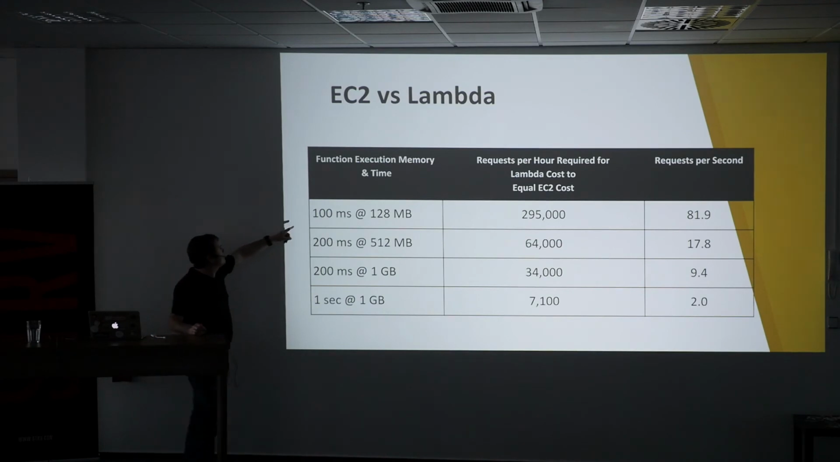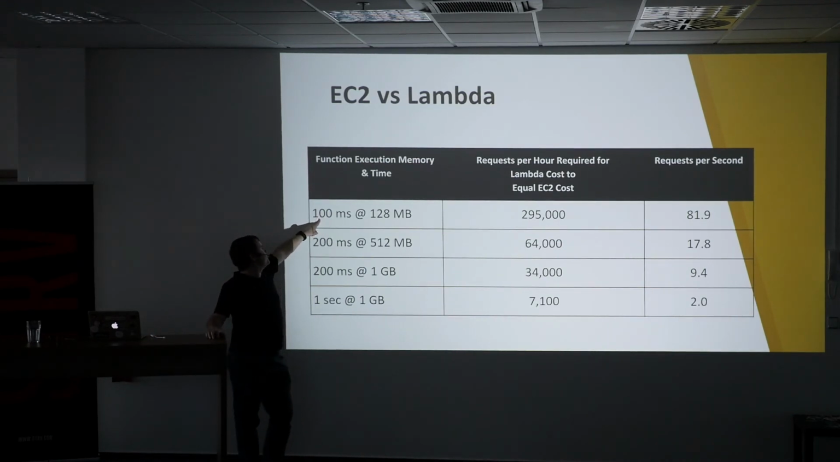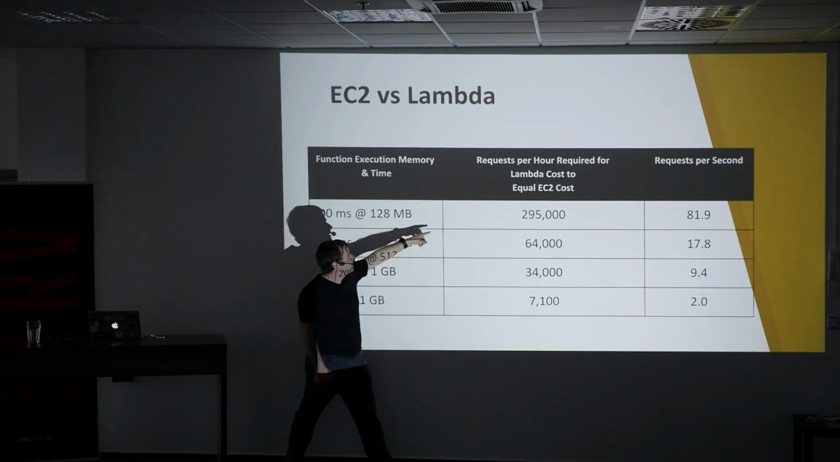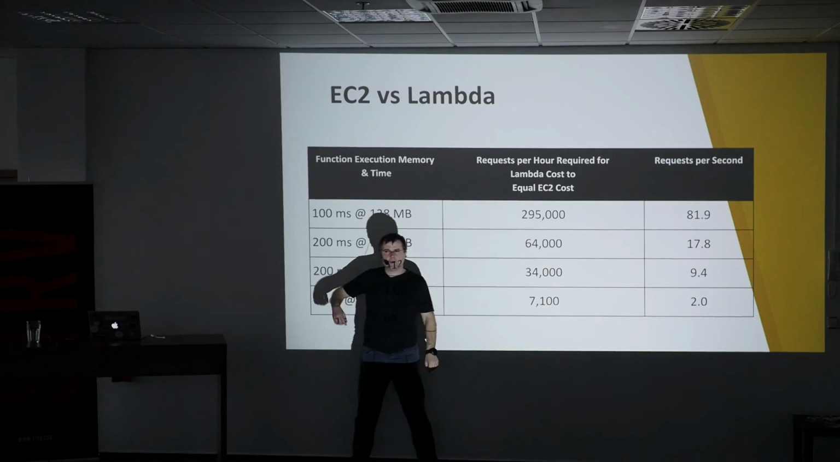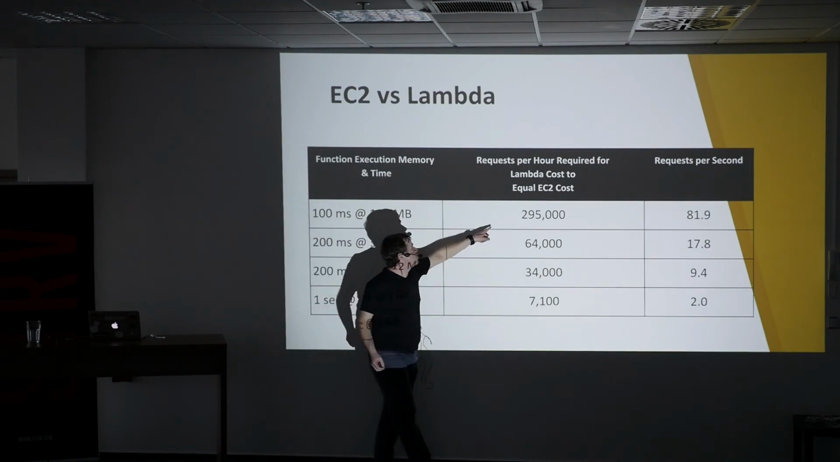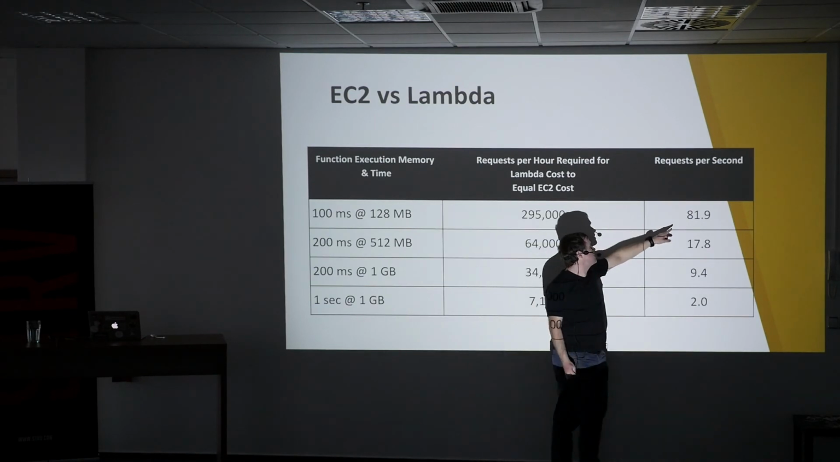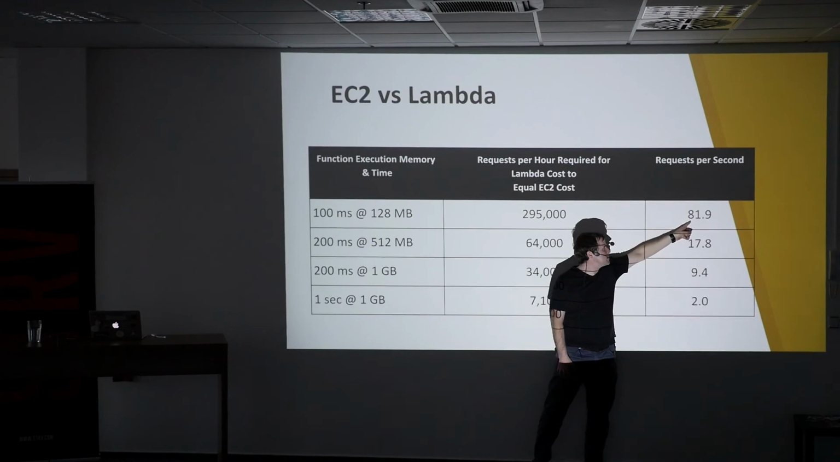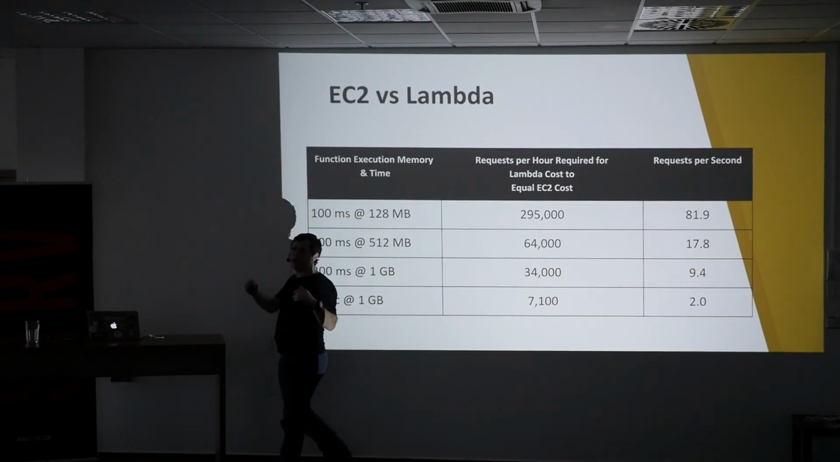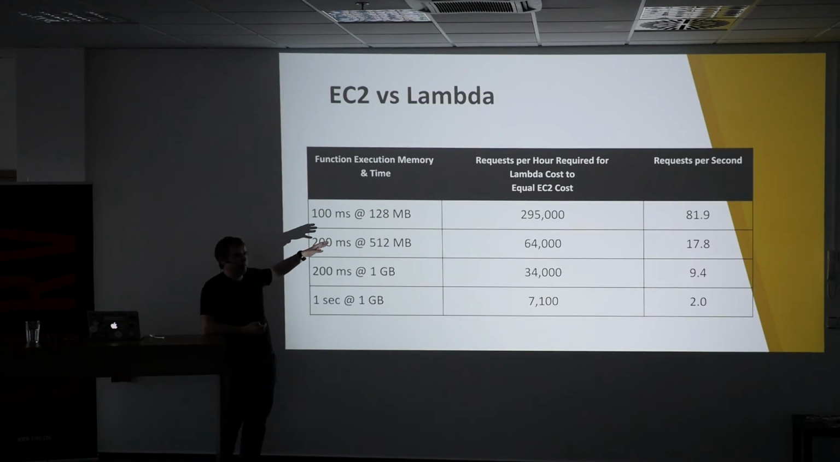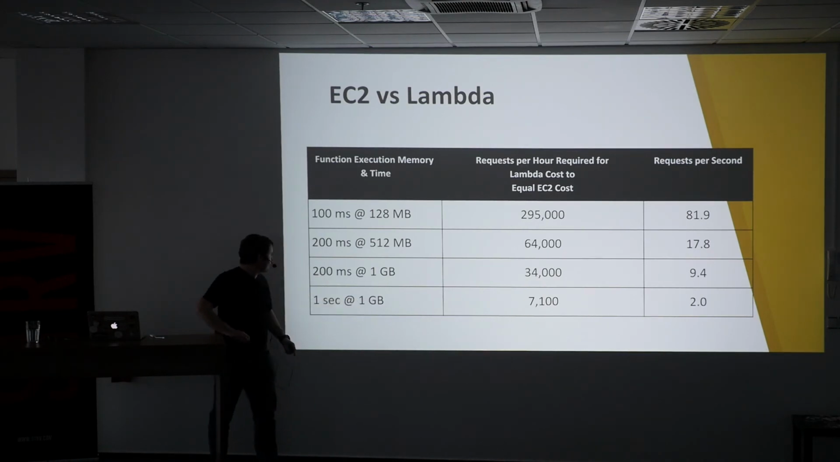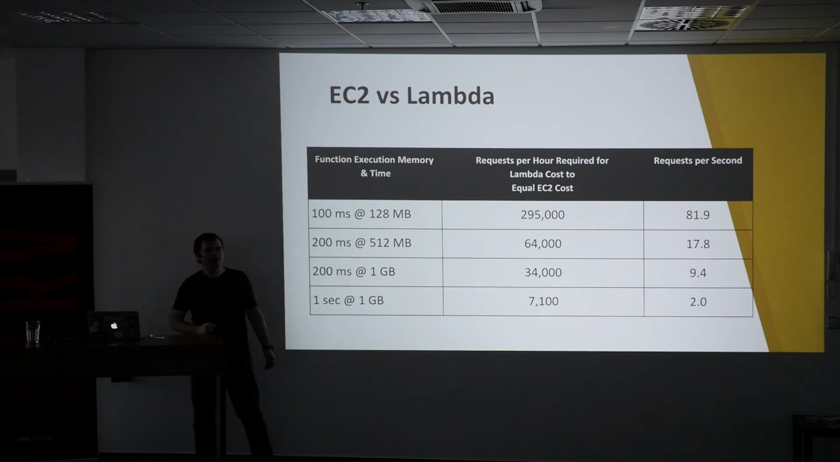There is another comparison. If you need 100 milliseconds and 100 megabytes of memory, and you want to compare it with EC2, it means this amount of requests, and that means that you have to take care of 80 requests per second, and it will cost the same amount of money as the virtual server. Of course, if you have 80 requests per second, you usually can't have only one server because it's quite a lot of requests. But in the case of Lambda, you just don't care. This is a comparison in case of 1 second and 1 gigabyte, which means 2 per second.